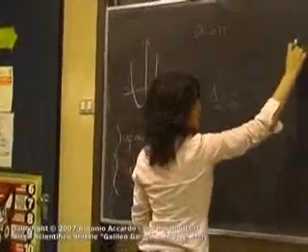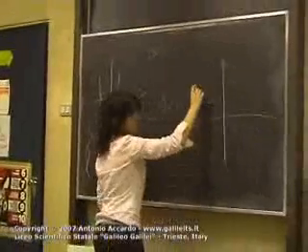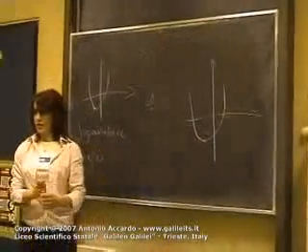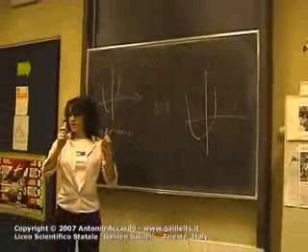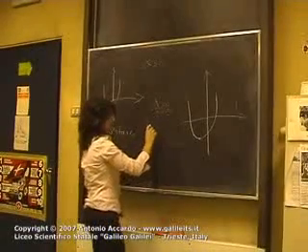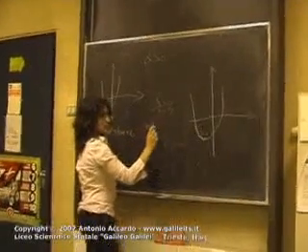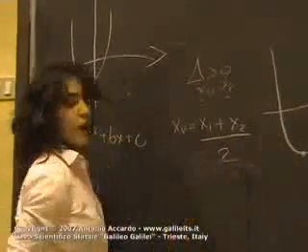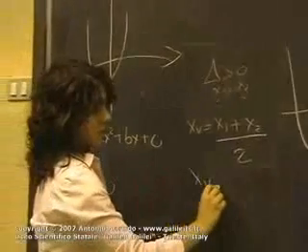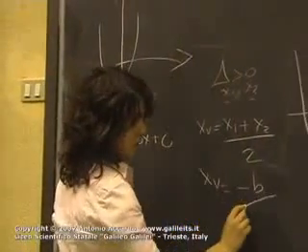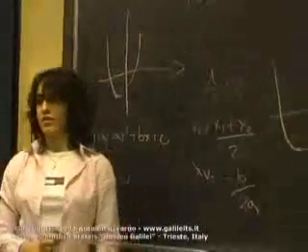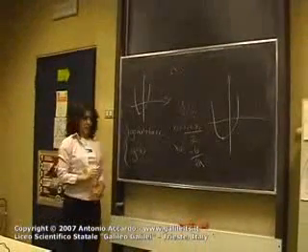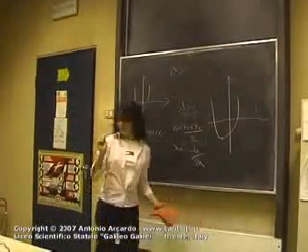So, in this case, the x-coordinate of the vertex is the mean between the two solutions, which means that x of the vertex is equal to x1 plus x2 divided by 2, which is also equal to minus b over 2a. Okay, perfect.